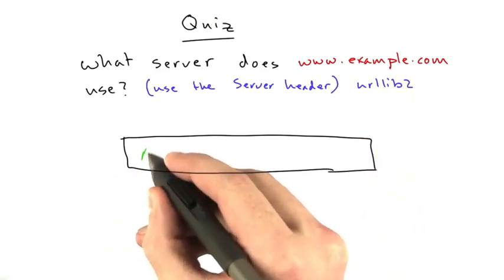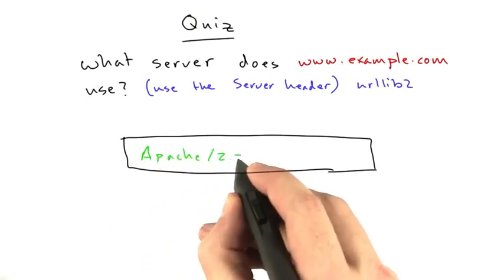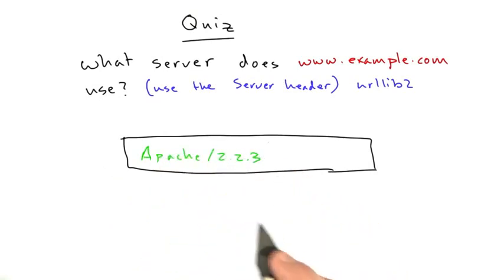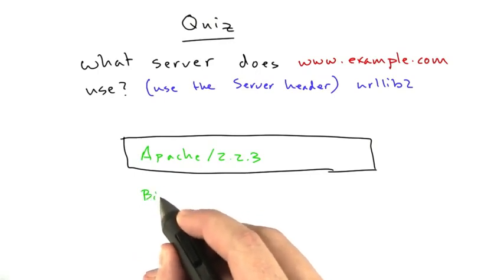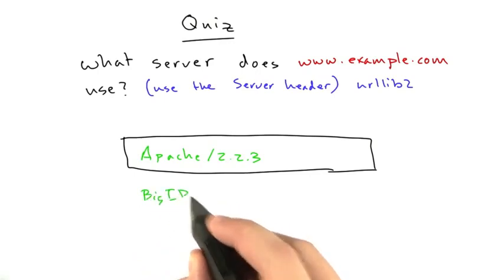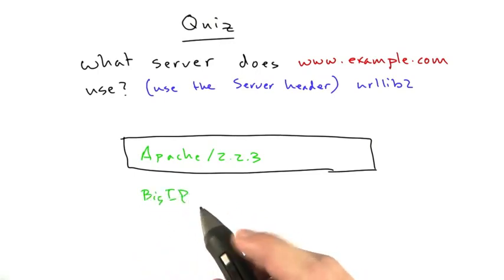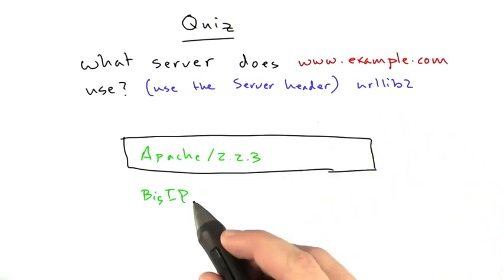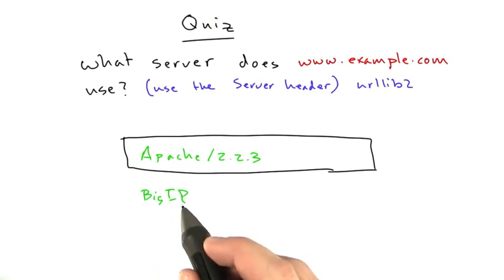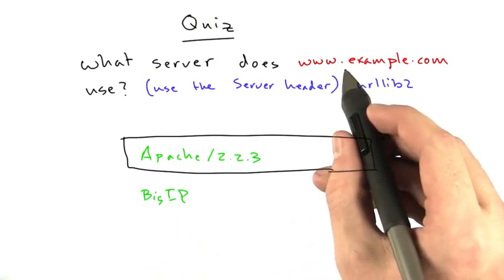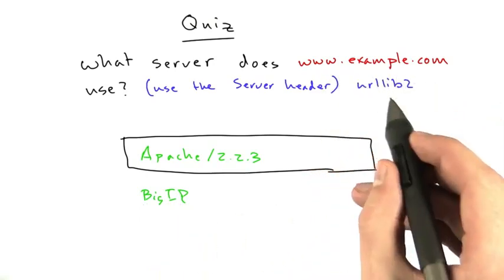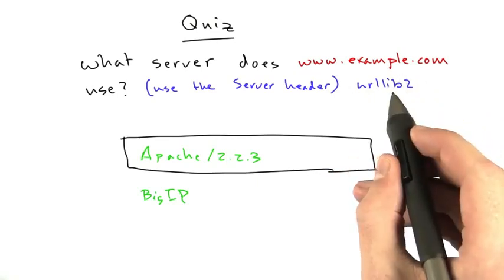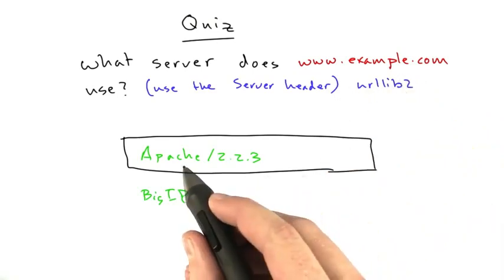OK, and the answer is Apache-2.2.3. Now, if you put in BigIP, we accepted that, but I'm pretty sure you didn't use urllib2, because when I was finding the answer to this, I also cheated, used curl, and got BigIP, which is actually what www.example.com uses, but urllib2 automatically follows redirects, and the server it redirects to uses Apache.